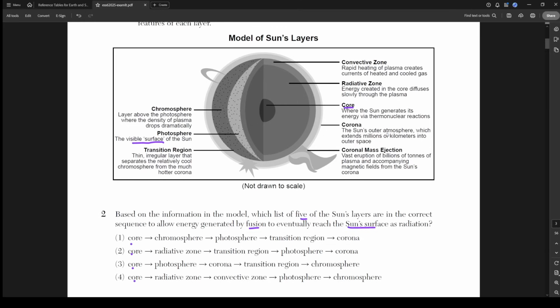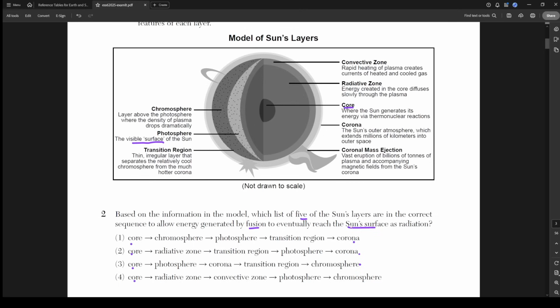But corona is the sun's outer atmosphere. Okay, so we're either going to end at the corona or the chromosphere. That's it, the corona or the chromosphere. So which one of those is more on the surface? Let's check. Corona, the sun's outer atmosphere, or chromosphere, the layer above the photosphere, where the density of plasma drops. I don't know what the better answer is there.